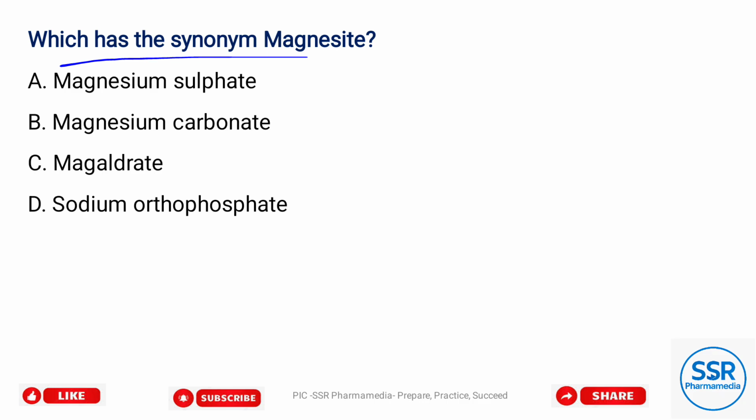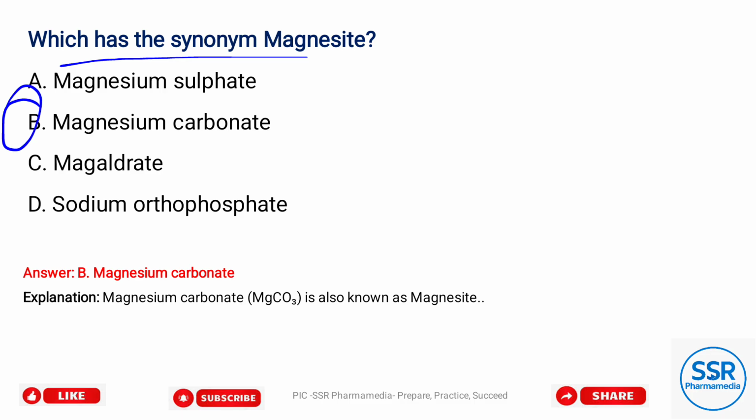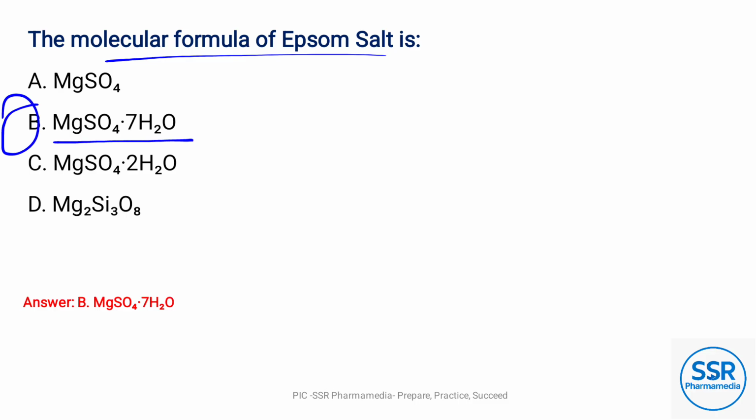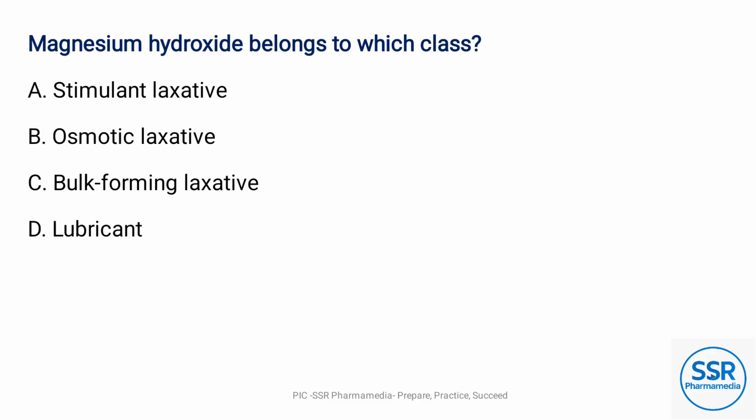Which has the synonym magnesite? Option B, magnesium carbonate. Magnesite is a magnesium carbonate. The molecular formula of Epsom salt is, option B, magnesium sulfate, 7 water molecules.